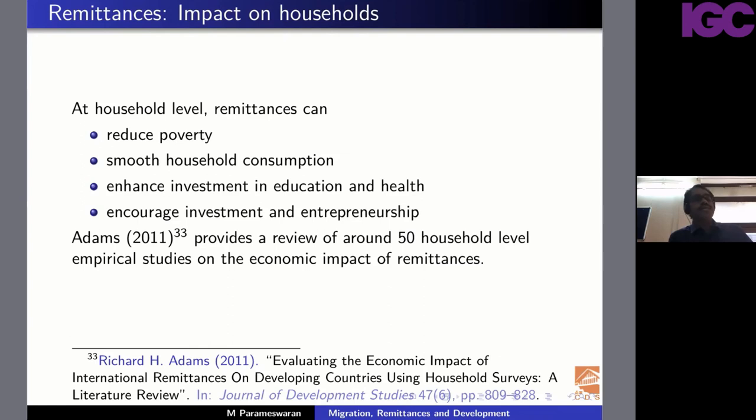For those who are working in these areas, one important reference is Adams 2011. This paper provides a detailed review of around 50 household level empirical studies on the economic impact of remittances. It is published in the Journal of Development Studies. Because I have seen that a larger number of participants are doing PhDs and are young in the field, it is useful. Those who are interested can read this paper. They will get a link.